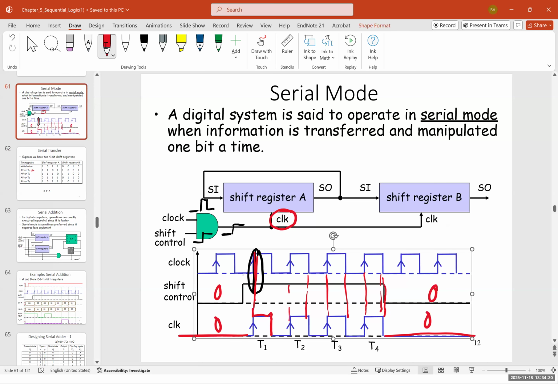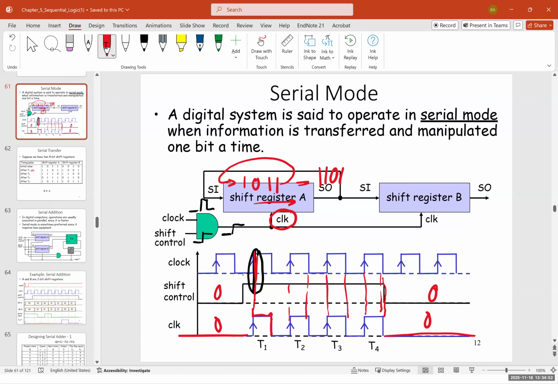What happens in shift register 1 or A? Again, this is a shift to right system. So if it's 1, 0, 1, 1, if I shift 1 bit to the right, this 1 falls out and goes back. So this becomes 1, 1, 0, 1.